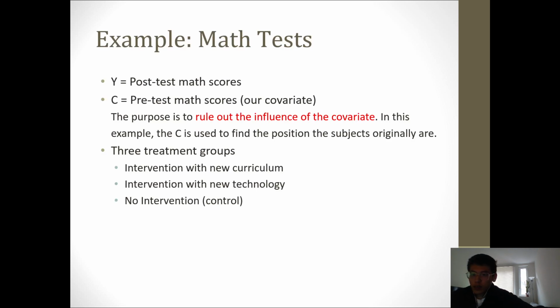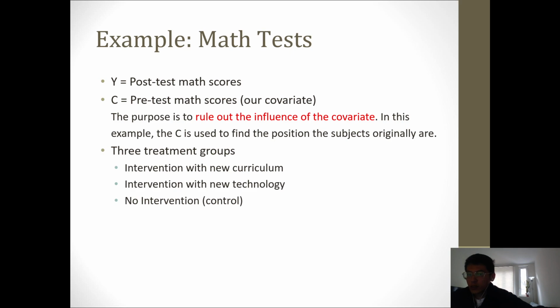For today's example, we're going to use the math test. Our y value is the post-test math scores, and our covariate is the pre-test math scores. The purpose of doing ANCOVA, analysis of covariance, is to rule out the influence of the covariate. So in this example, the covariate is used to find the position the subjects originally are.